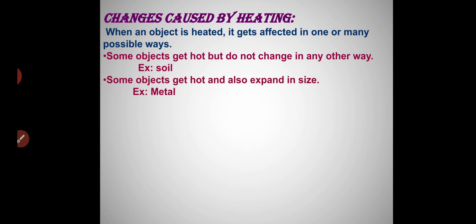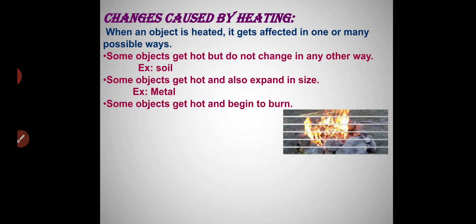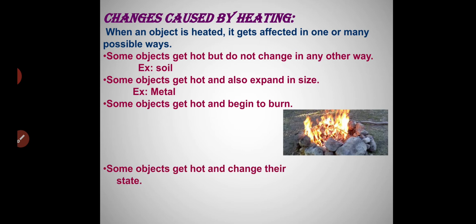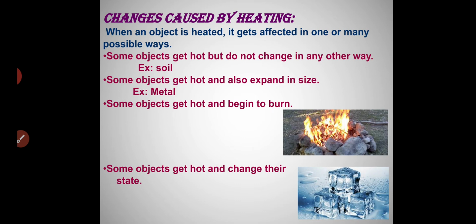Some objects get hot and also expand in size. Just now we discussed a metal, right? It will expand in its size. Some objects get hot and begin to burn, like paper, right? When we take paper and concentrate sunlight on it with a magnifying glass, at one temperature it starts burning. Now, some objects get hot and change their state, like ice cream and ice cube, right?